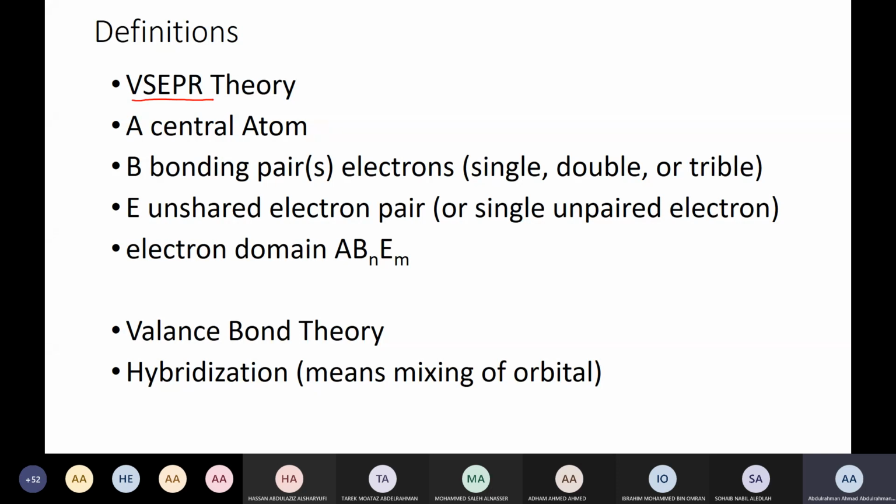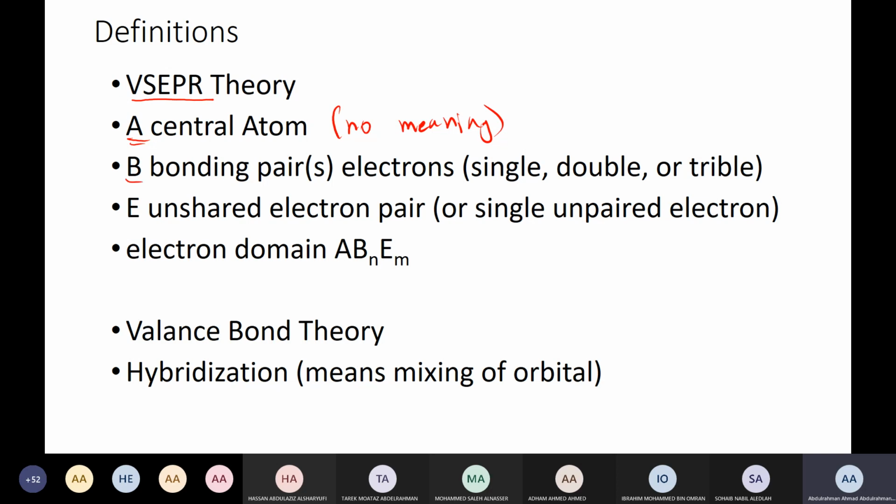VSEPR. I know, give me a full name. Valence shell electron pair repulsion theory. What's A? The atom that you're talking about, the central atom, has no special meaning. It's just the atom that you're talking about, that's all.